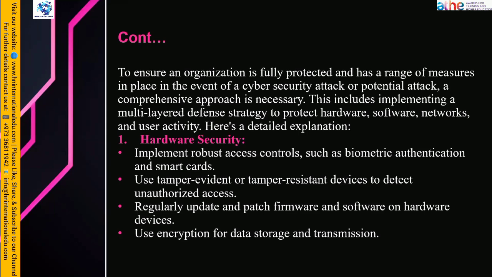These points are interconnected with each other. So here is a complete explanation that will help us understand how these points are interrelated with each other and what the steps are. So the hardware security is the first thing. You will implement robust access controls such as biometric authentication and smart cards. This is the basic thing that is considered hardware security for your system.